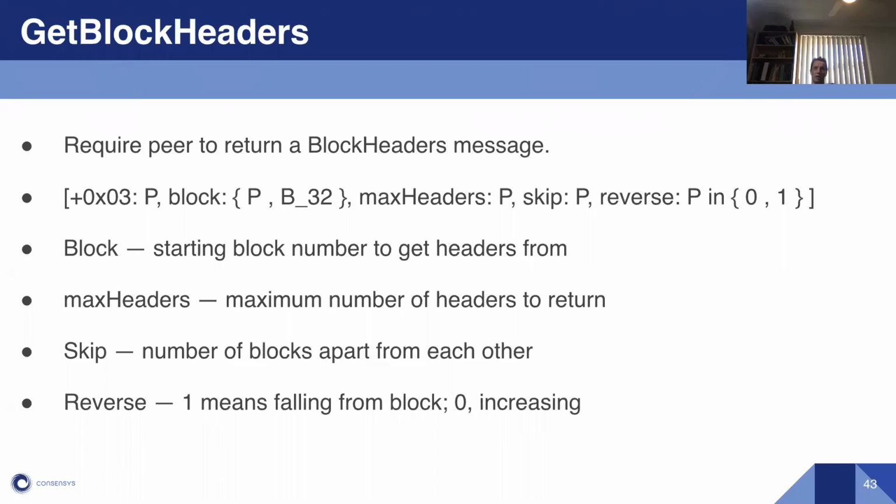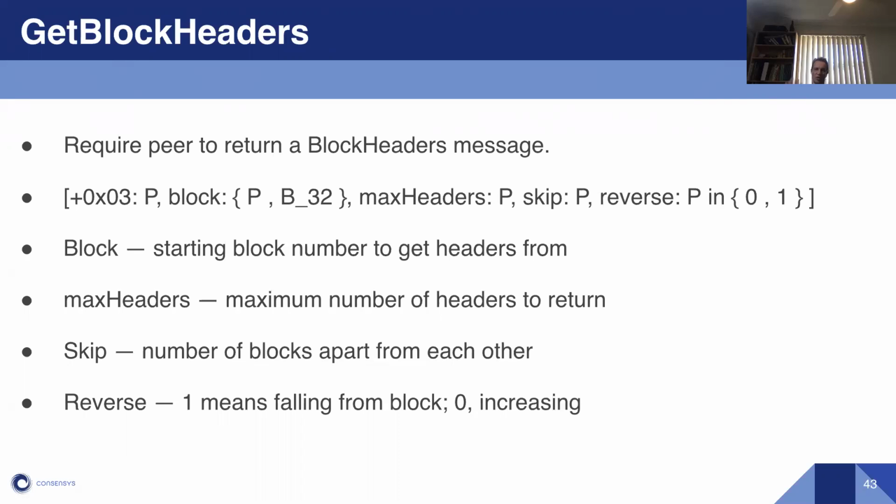Okay, the GetBlockHeaders. Those two messages that we looked at first were ones that are promiscuously sent. There's then a series of request-response type messages. So a GetBlockHeaders message is one that you'd send, and then in response you'd expect to have a BlockHeaders message sent back. So the GetBlockHeaders, like it says, requires a peer to send a BlockHeaders message back.